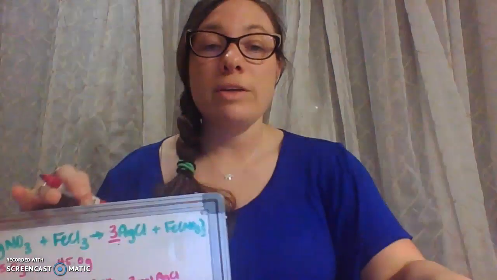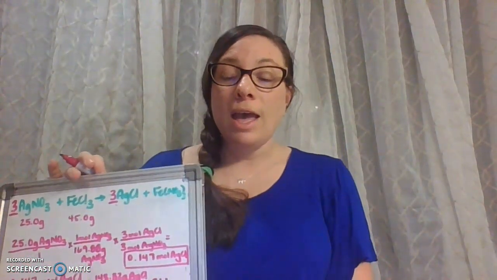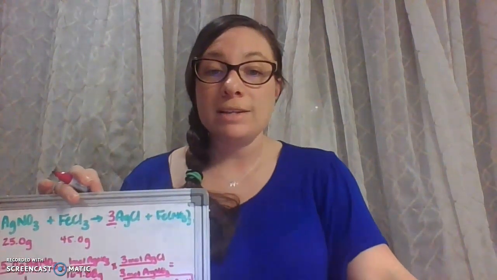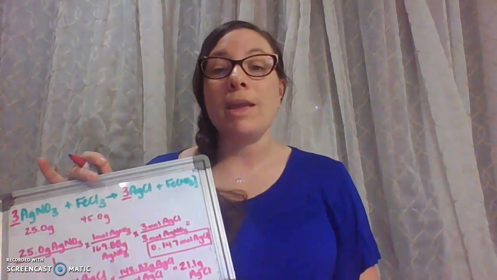Okay, so now that was part D. And then it says in part E, how many grams of the reactant in excess will remain after the reaction is over. All right, well, we determined that silver nitrate was our limiting reactant. So we now want to figure out how much of that iron chloride is going to be left over.